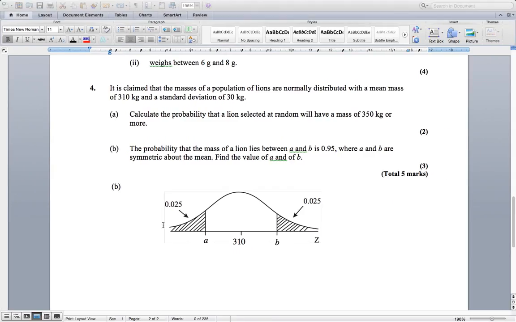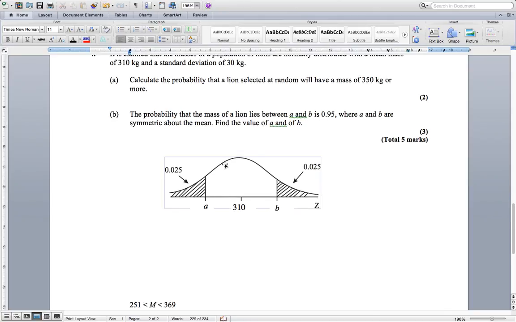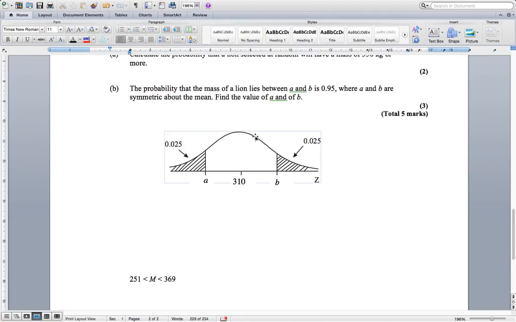Fine. Now the next subdivision. Let me cancel this. The probability that the mass of a lion lies between A and B is 0.95, where A and B are symmetric about the mean. Find the value of A and of B. Now the diagram is given here. This is not part of the question, students. This is part of the answer scheme, but I've given it here so that you can understand it better.